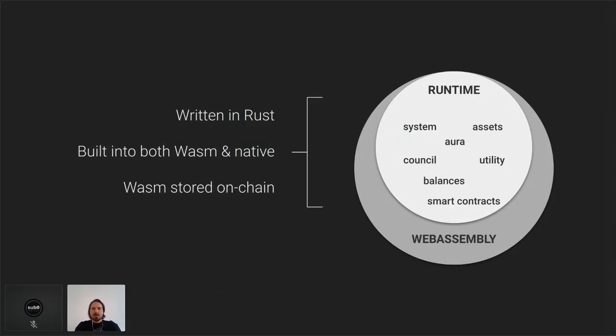So how is this possible? In Sub0, in order to make this, we need to compile the runtime into two different versions. So it has the same code, it will execute the same logic, but it's built on WebAssembly and also on native. So the WebAssembly code will be stored also on chain, because it's super important to remember that we need to be able to validate all logic from all blocks. So in order to have this, we will always have access to all the logic that has been stored on the blockchain, just using a WASM.